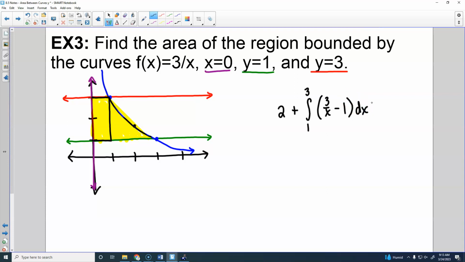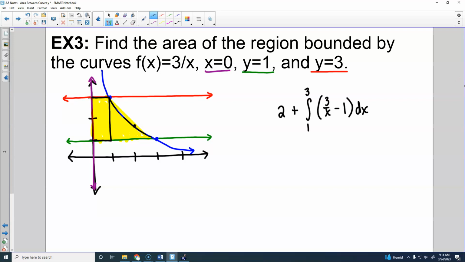Okay, so it can be done this way. But I would argue that it is easier, particularly if you're having to evaluate it without a calculator, to do this problem in terms of y. Okay? Because if I look at this function and I'm not thinking top minus bottom, if I'm thinking right minus left, what function is always to the right?